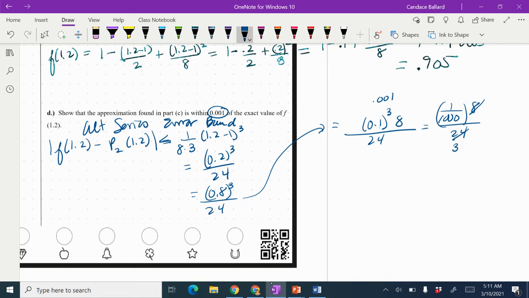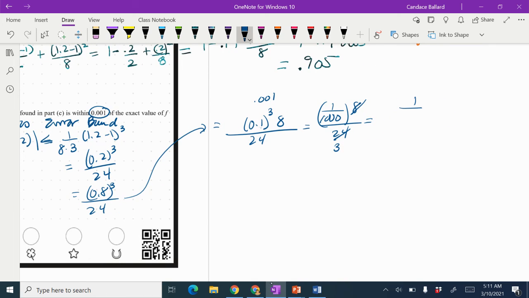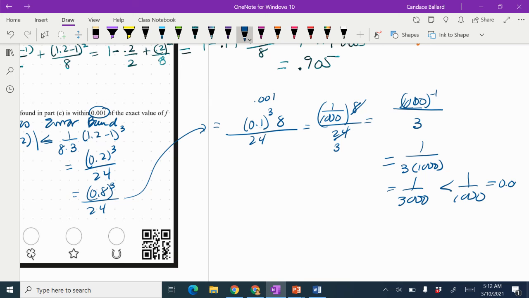I don't like this where it's at. It's really the same thing as saying 1,000 to the negative 1 over 3. And we don't like where that's at. So I could bring that downstairs and go 1 over 3 times 1,000, which is 1 over 3,000, which is definitely less than 1 over 1,000, which is equal to 0.001.